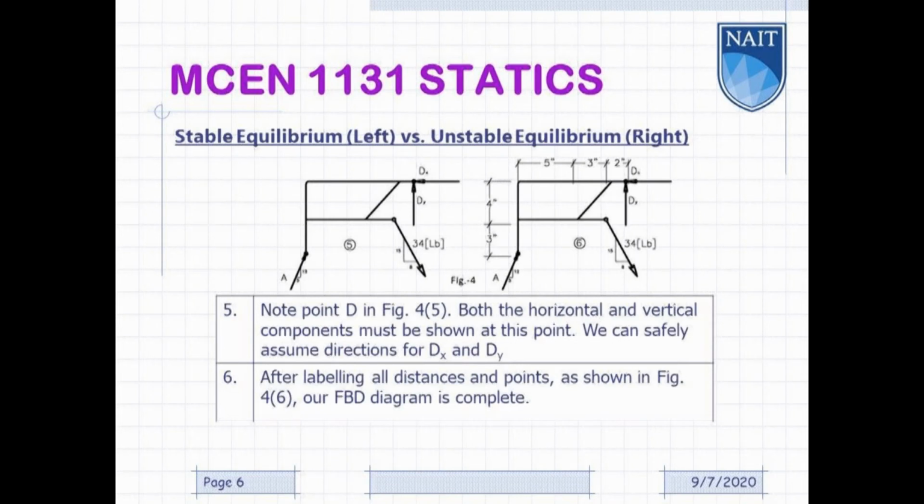Note point D in Figure 4.5. Both the horizontal and vertical components must be shown at this point. We can safely assume the directions of Dx and Dy. Finally, after labeling all of our distances and points, as shown in Figure 4.6, our FBD diagram is complete.